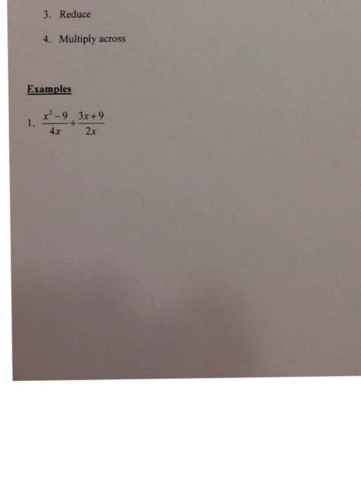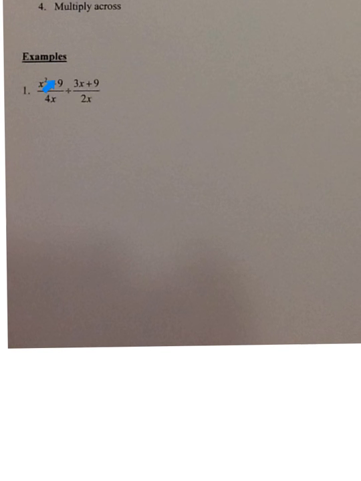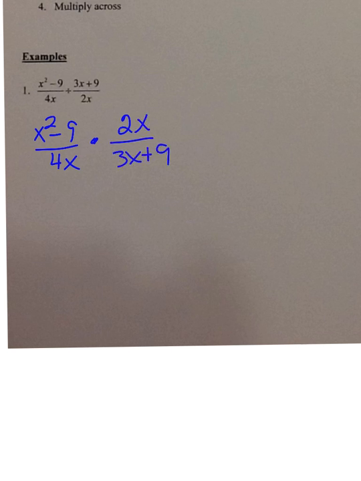So let's take a look at number one. So I see x squared minus 9 over 4x divided by 3x plus 9 over 2x. So first thing I'm going to do is I'm going to change to multiplication and flip the fraction. So I'm multiplying by the reciprocal. Remember, reciprocal means to flip the fraction. Now it's a multiplication problem, what we've been working on.